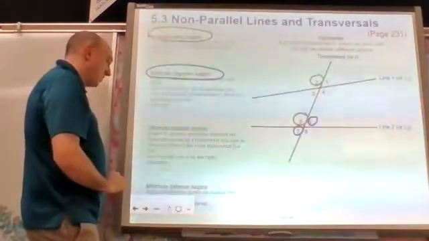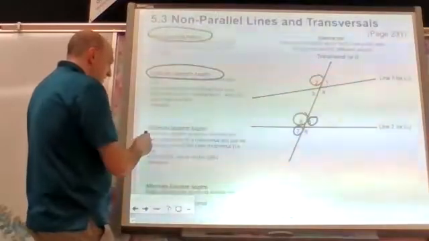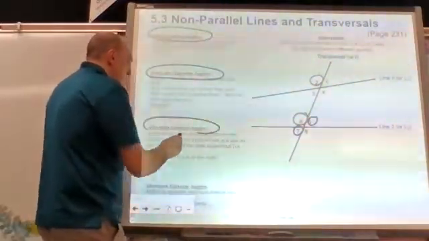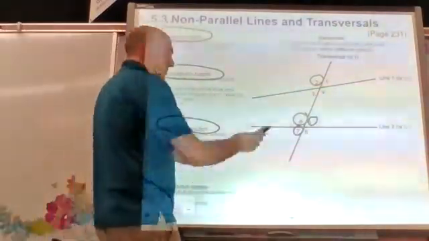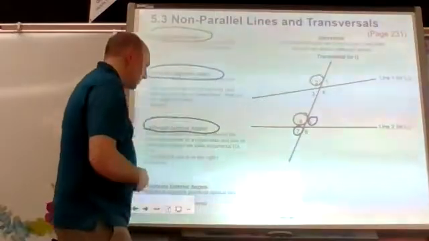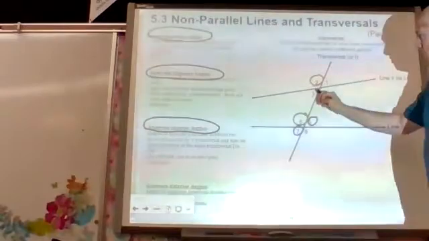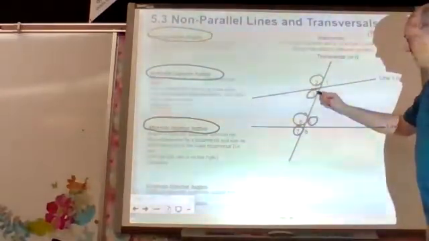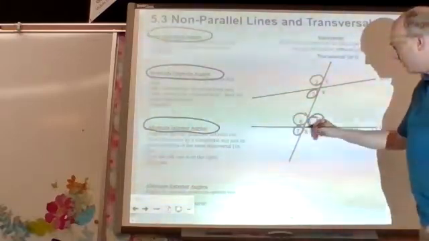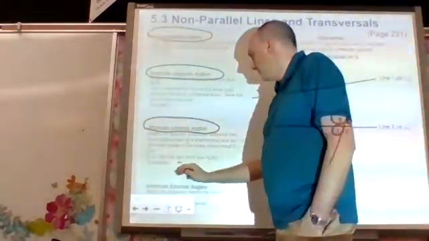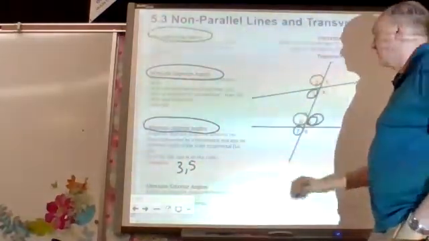Alternate interior angles. Let's do this one in black. Alternate interior angles. So these are angles in opposite positions between two lines intersected by a transversal. We have two lines intersected by a transversal. Alternate interior. So we've got one here. That's an interior angle. And we're going to alternate. We're going to flip to the other side of the line. So 3 and 5 are alternate interior angles.